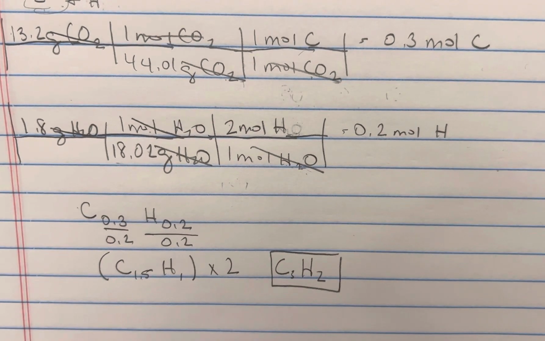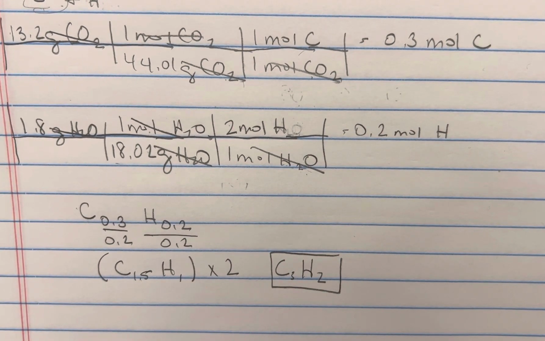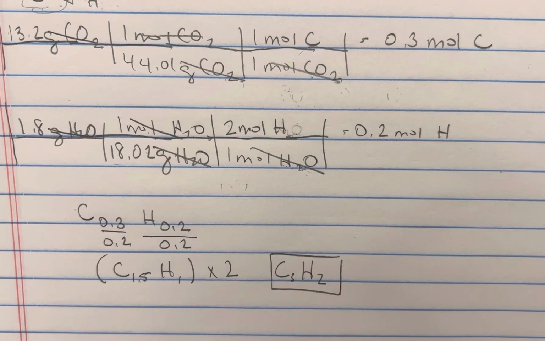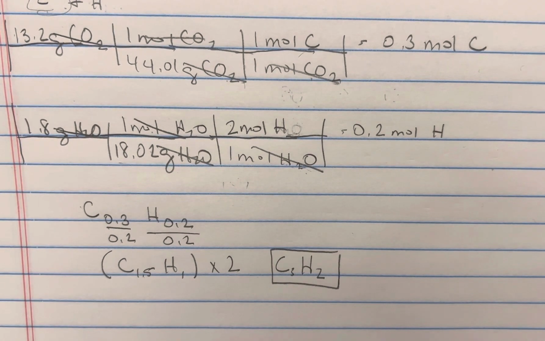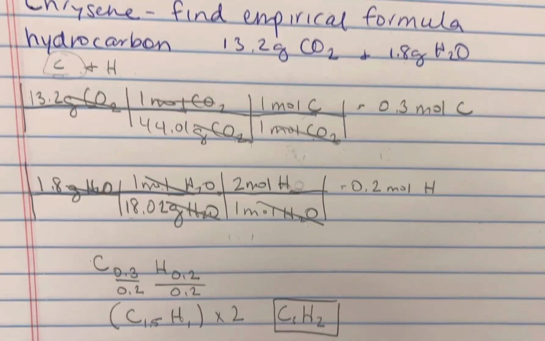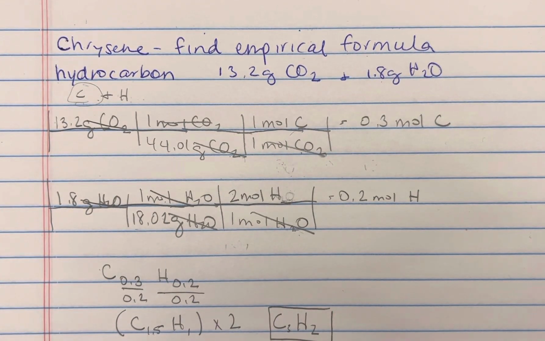Now, in reality, it's probably a lot bigger than that, but this is our lowest whole number ratio. So unless it gives us the molar mass of this chrysene, this is as far as we can go.